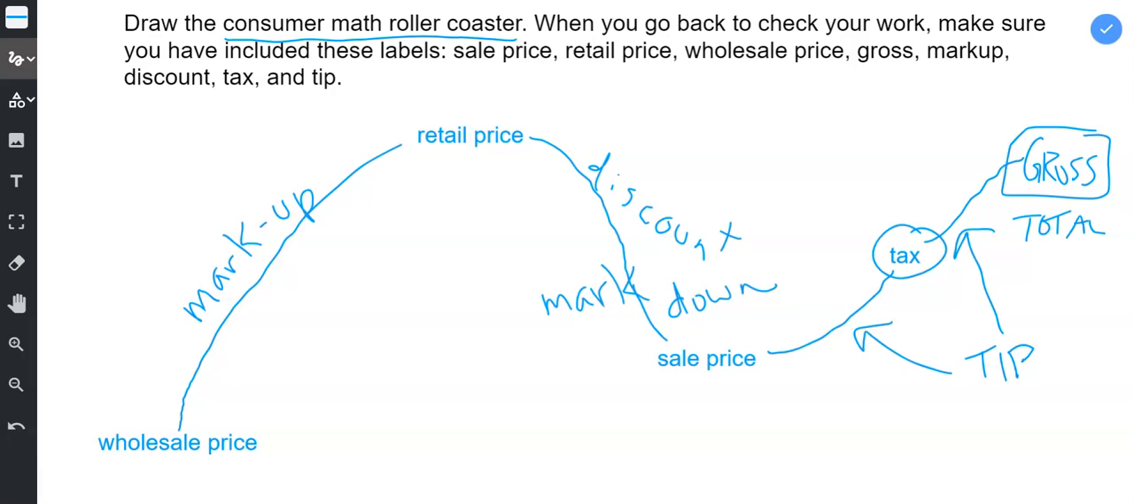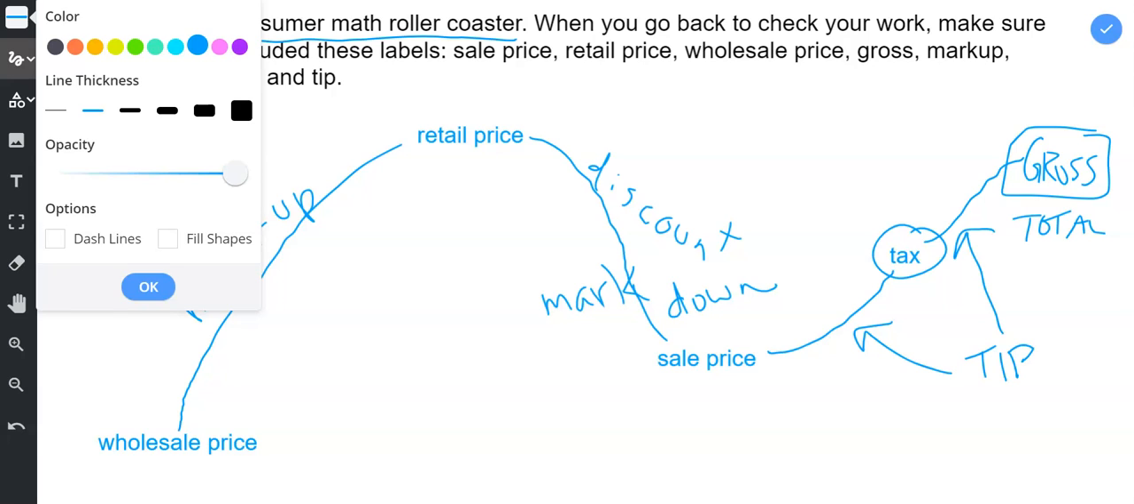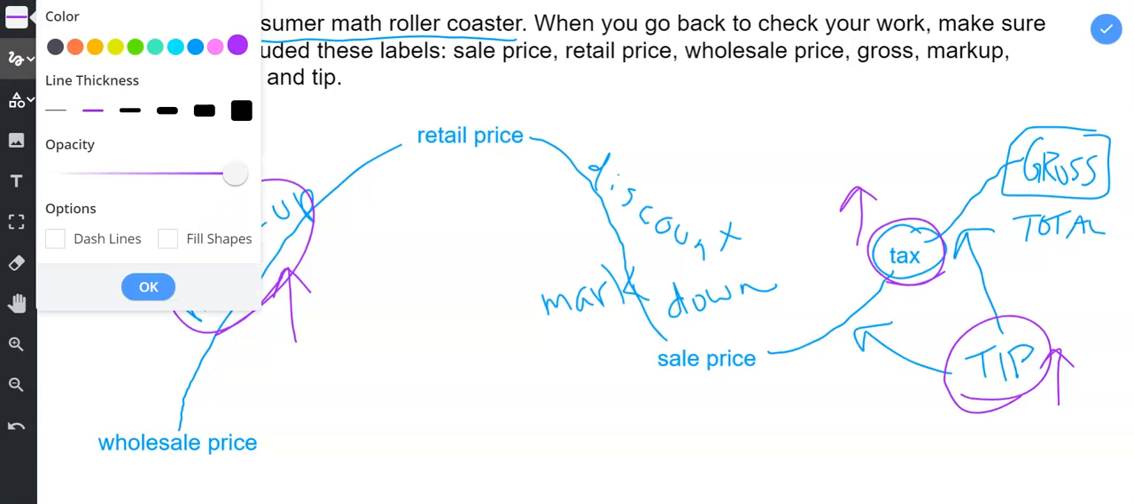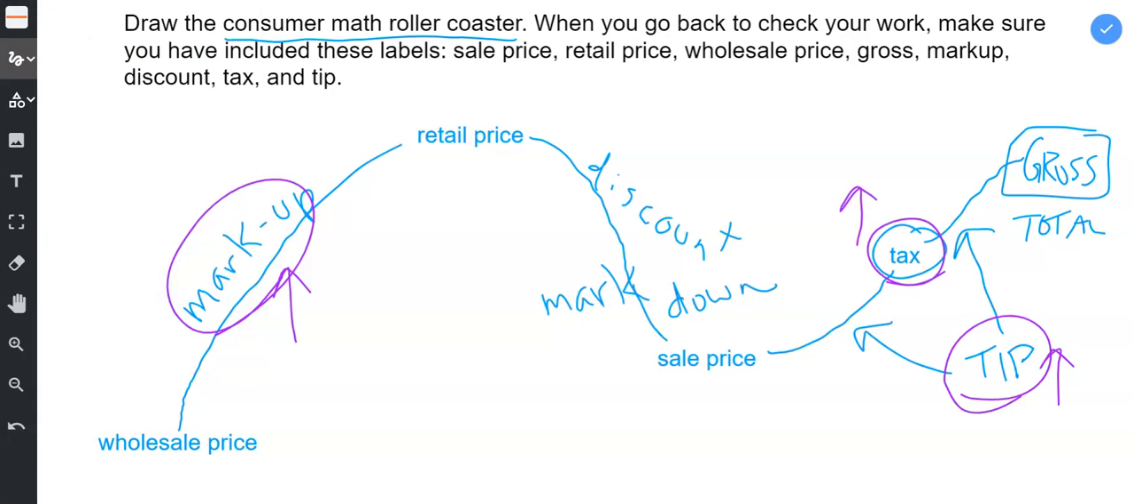The other thing I wanted to talk about briefly is that the markup is an increase in price, tax is an increase in price, tip is an increase in price, and often it is calculated using a percentage. So all of these are increases. We have just one example here that is a decrease, and that is the discount or the markdown. So when you're calculating tax, tip, or markup, you're going to add that on, but when you calculate a discount, that's something that will be subtracted.